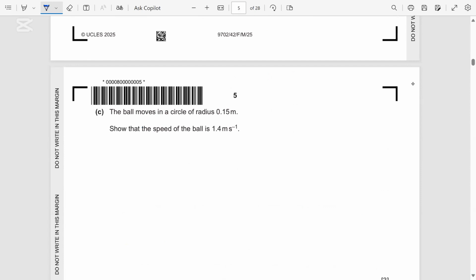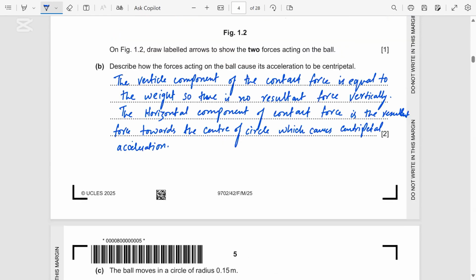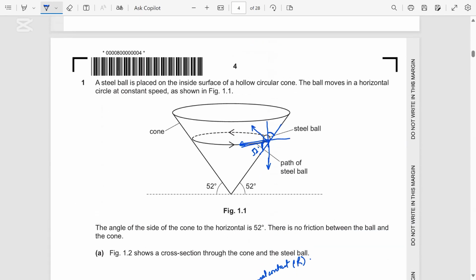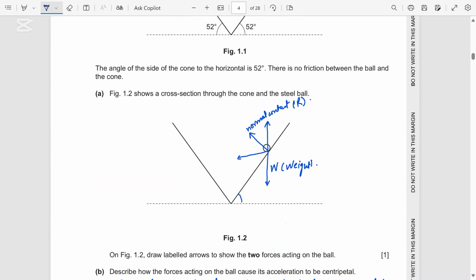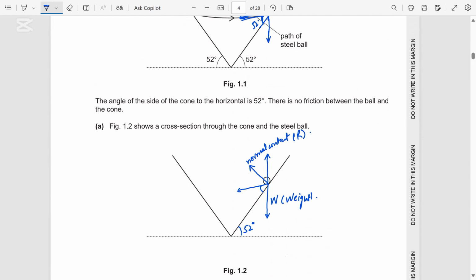Next part is the ball moves in a circle of radius 0.15 meters. Show that the speed of the ball is 1.4 meters per second. So if you look closely here, this is 52 degrees, right? And this is also going to be 52 degrees since they are alternate angles. And since this is 90 degrees, this part here, normal contact at this boundary, this here is going to be 38 degrees, right? We have called this R.